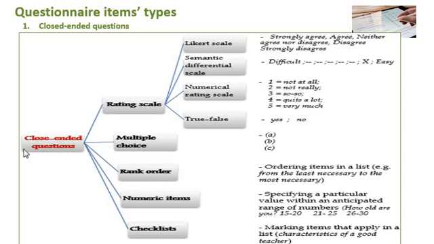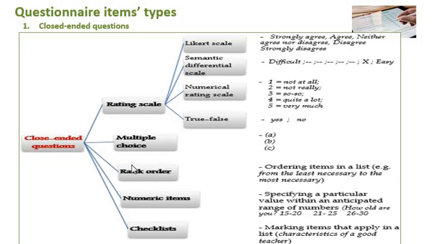Another category of closed-ended questions is multiple choice. Here, the researcher provides the respondent with choices, like for example A, B, C, and sometimes D or more, with text here. For example, I speak English, I speak French, I speak Arabic. And the respondent has to choose one or more. This is to be specified by the researcher.